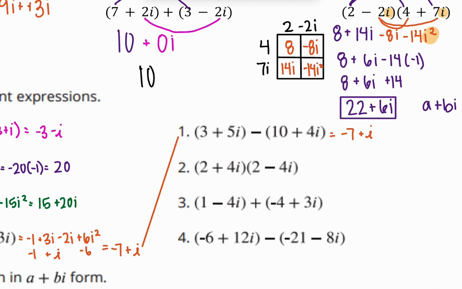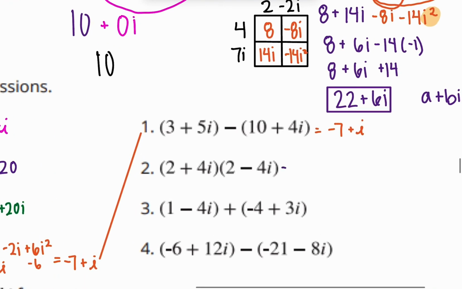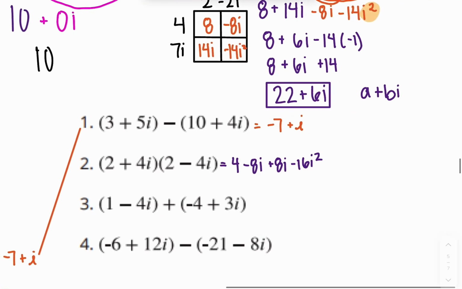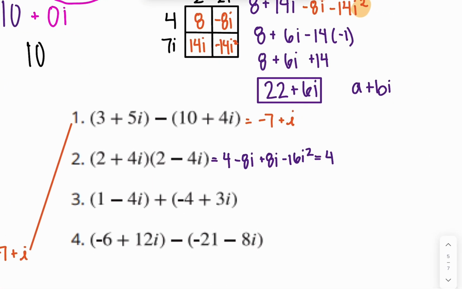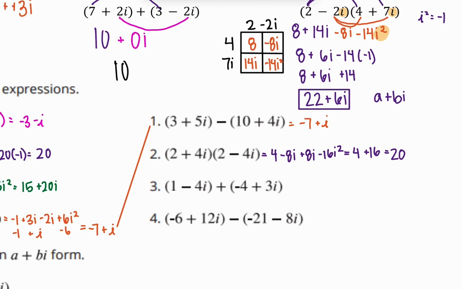And then these two are multiplying, so we'll get 4. 2 times 2 is 4. 2 times -4i will be -8i. Then this will be 4i times 2, which will be plus 8i, so those two will cancel. And then 4i times -4i will be -16i squared. So this will turn into a 4 plus 16, which will be 20.